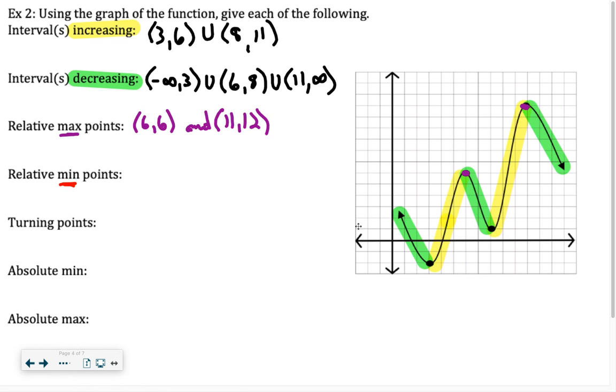So then relative mins, looks like we have 2 of those as well, here and here. So that would be the point 3, negative 2, and 8, 1.